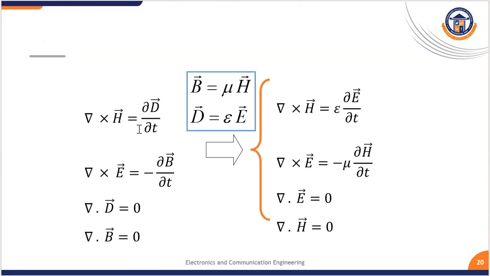So from this, del cross H vector equals dou D vector by dou t, which can be replaced with D equal to epsilon E, as we already know. So del cross H vector equals epsilon into dou E vector by dou t. Del cross E equals minus dou B by dou t. We know B is equal to mu into H vector. So replacing this, del cross E vector equals minus mu into dou H vector by dou t. Del dot E equals 0, so del dot E vector equals 0. Del dot B equals 0, so del dot H vector equals 0.